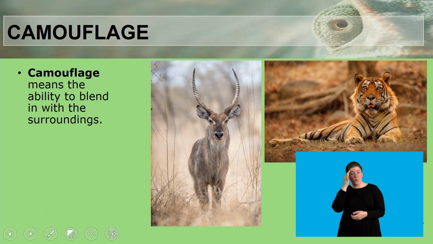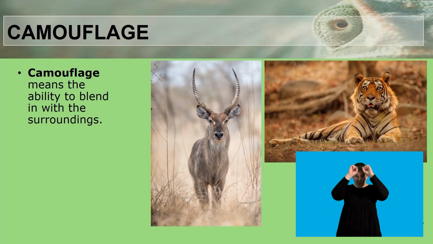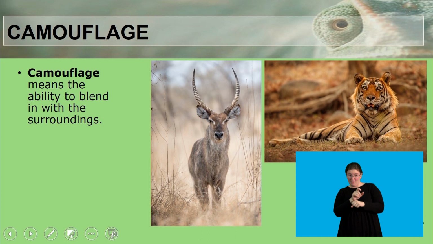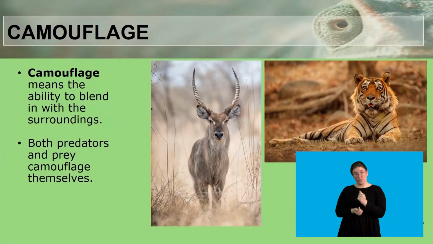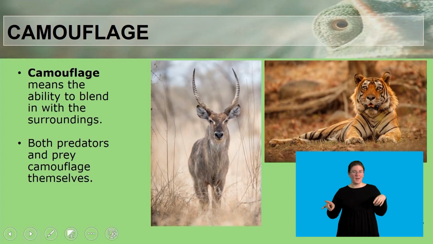We know that a tiger is a carnivore. It will usually prey on animals like bucks. So they also need to hide. That is why they are more or less the same color as the grass in the background. Tigers are also hiding from the animals that they prey on so that they do not see them and so that they are able to attack them. Both predators and prey camouflage themselves, just like I have discussed.